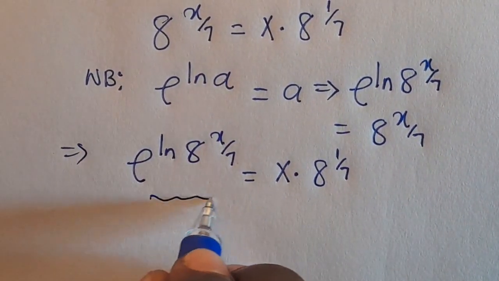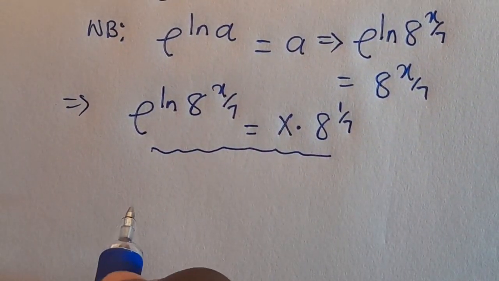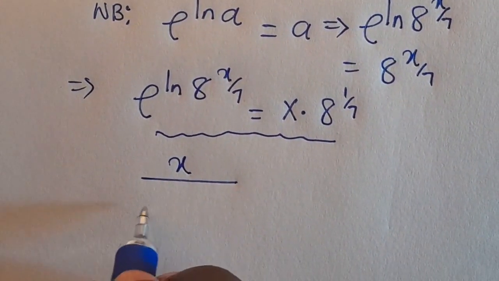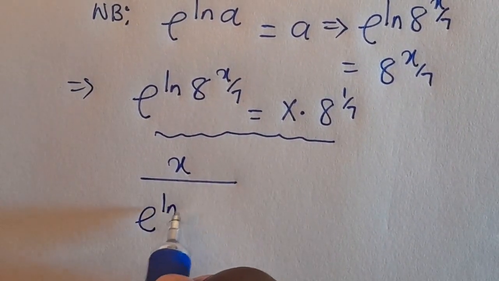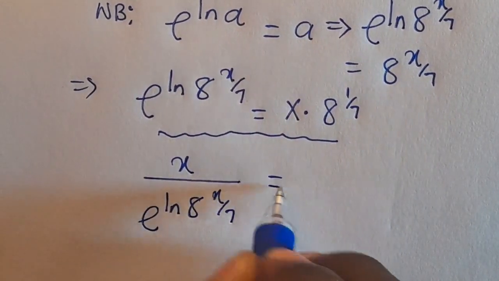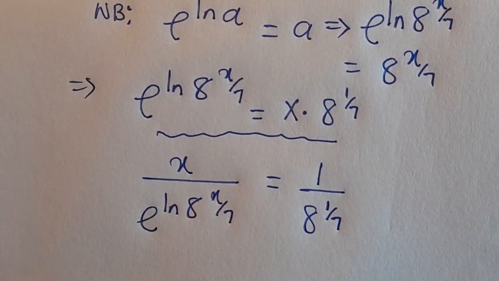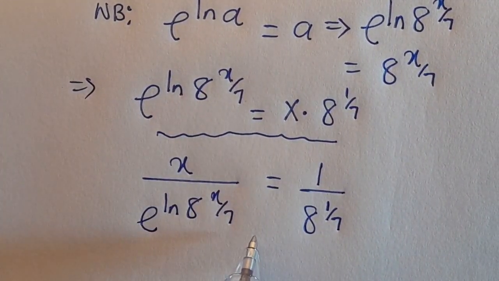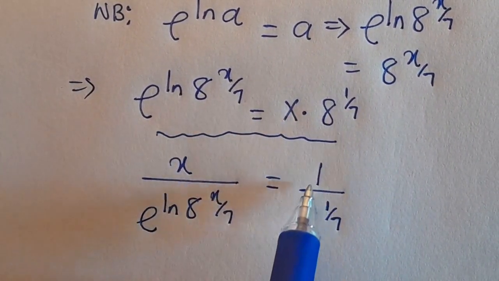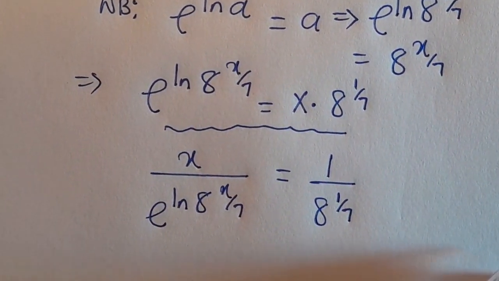And the whole of this expression, we can re-express it as x divided by e to the power of ln of 8 to the power of x divided by 7 equals 1 divided by 8 to the power of 1 divided by 7. The whole of this expression is equivalent to this, because the moment when we cross multiply, we have this back at the right hand side. When you multiply this by this, we have this one back at the left hand side.